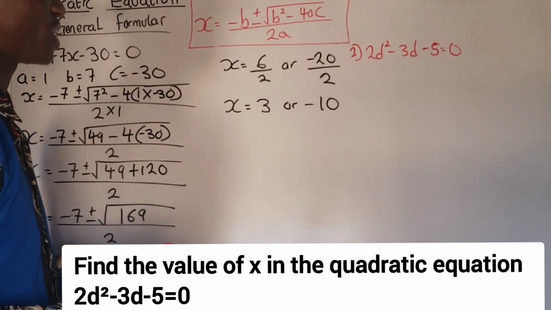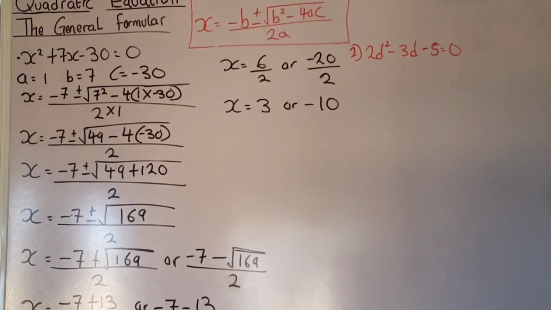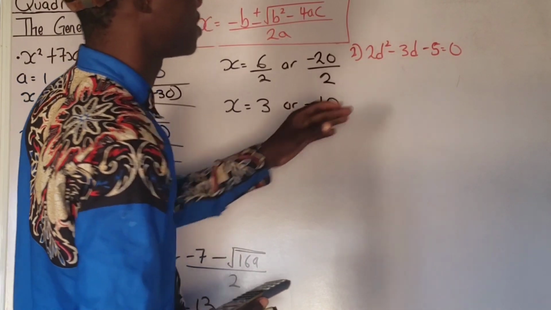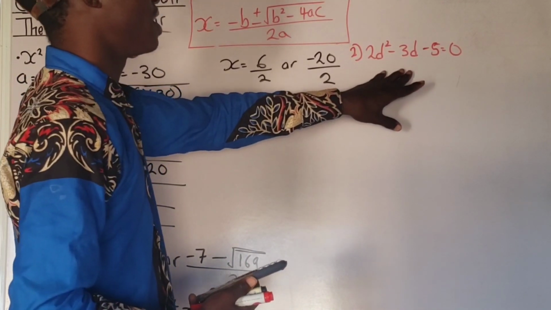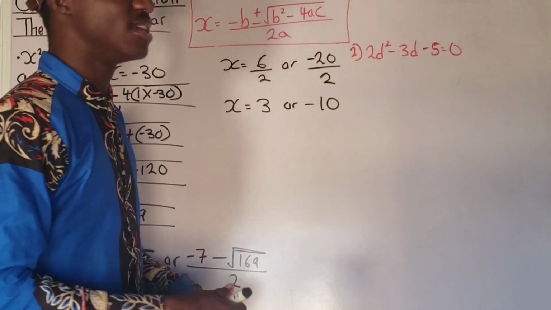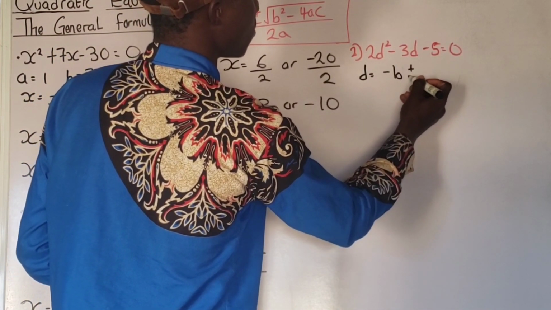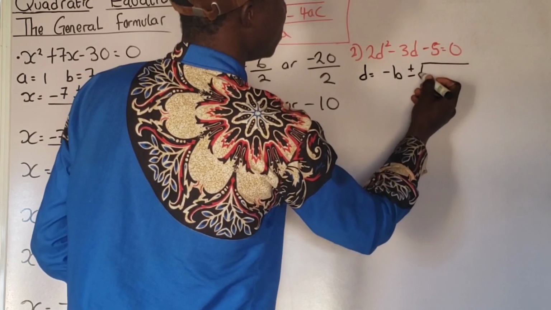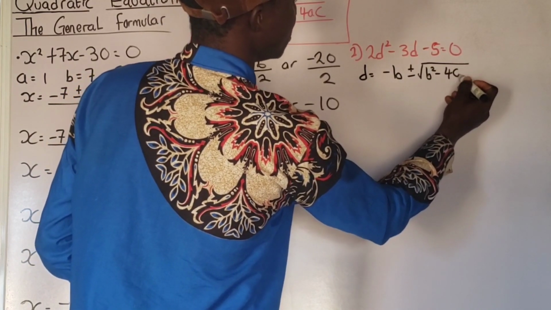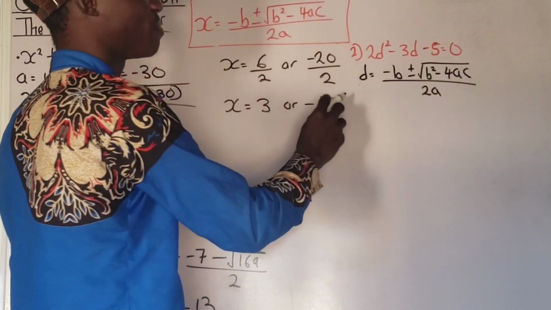So I want you to pay attention. In this quadratic equation, we didn't have x, but we have d. So how do we determine the value of d? Don't forget, in the previous class, I told you not to mind the letter that you are given. If you are asked to find the value of d, just equate the formula. The formula now becomes d equals negative b plus or minus the square root of b squared minus 4ac, all over 2a. Instead of x, we replace x with d.